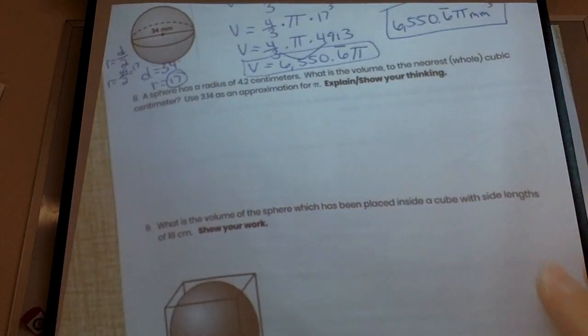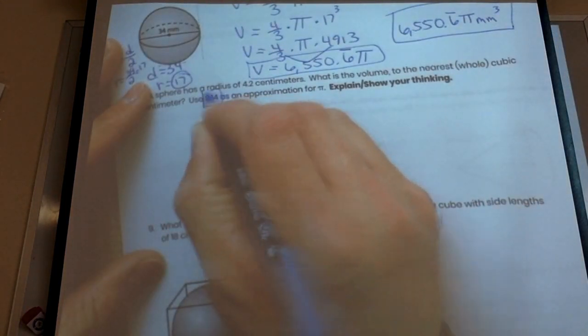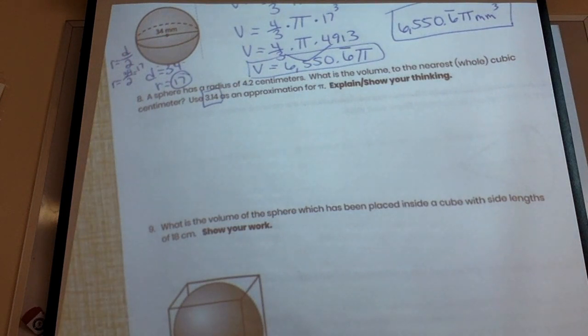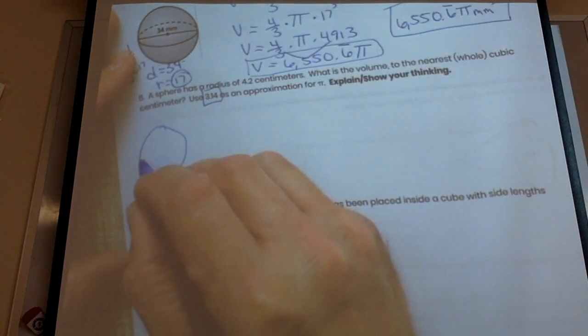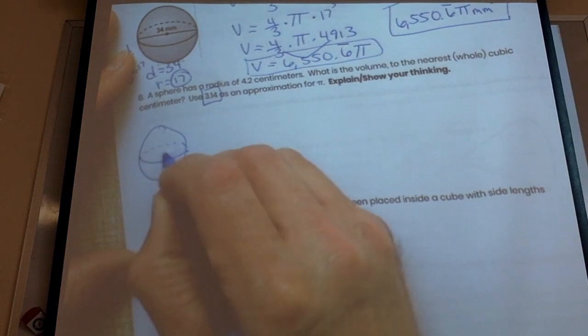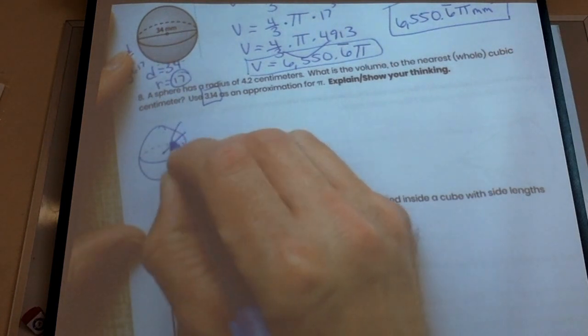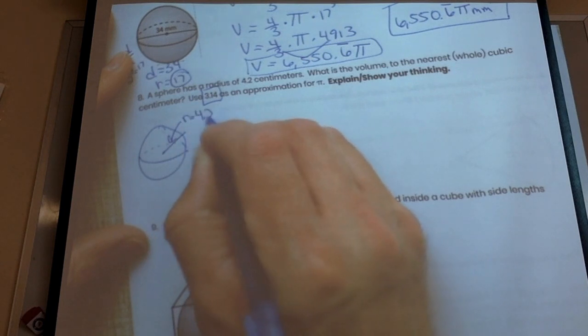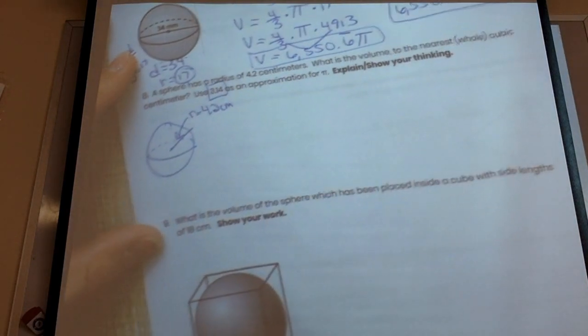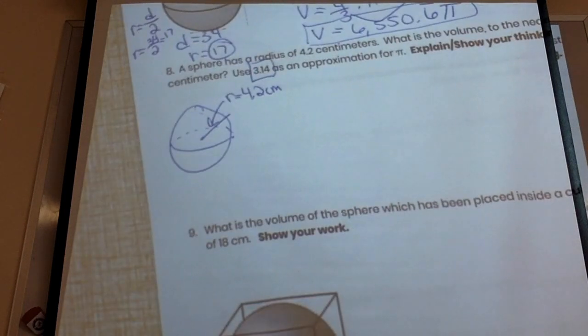Moving on to number 8. In number 8, it says the sphere has a radius of 4.2 centimeters. What's the volume to the nearest whole cubic centimeter? And we're going to use 3.14 this time for our approximation of pi. All right, so we have our sphere. They're telling us our radius equals 4.2 centimeters. And that's all we really need. We just got to find out our volume.